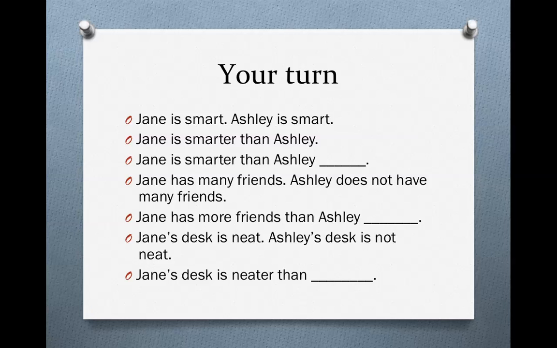Now it's your turn. Read the sentences and fill in the blanks with the appropriate word. Maybe you need to add a verb. Maybe you need to add a possessive word. Decide what you need to do.